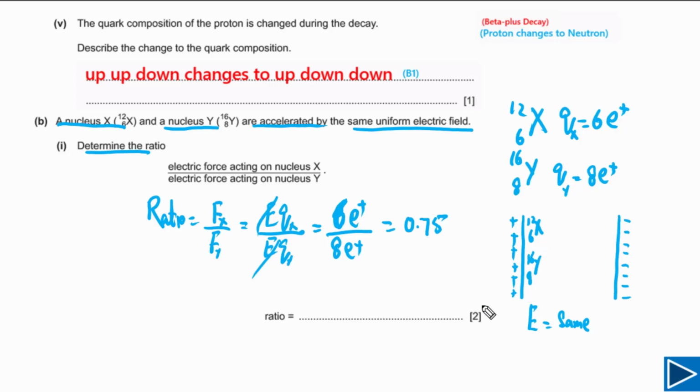This question has 2 marks. The first mark is if we have used this equation, so you will get 1 mark. And the second mark is the answer mark. If you have got the right answer, you will get 2 marks for this question.